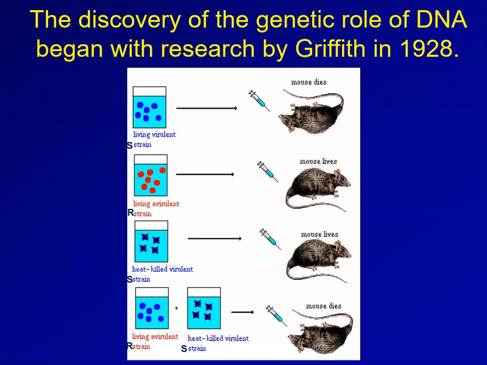Then they started to get creative. They mixed together the living avirulent strain and the heat-killed virulent strain. And even though both of these, when separate, didn't kill the mice, if you take a look up here, we're looking at the second row and the third row. Independently, that did not have any effect on the mice. They lived. But when mixed together and injected into the mice, they died of pneumonia. How is that possible?